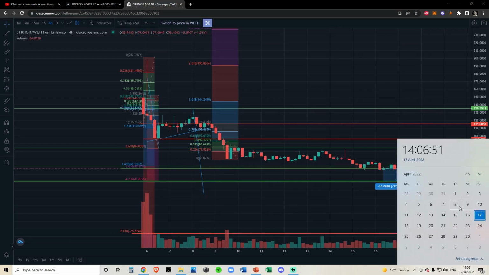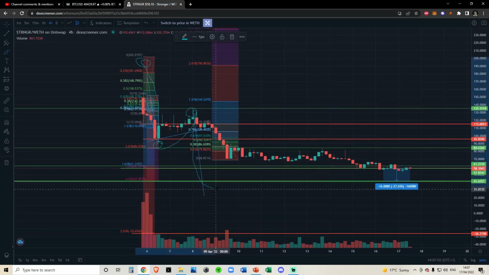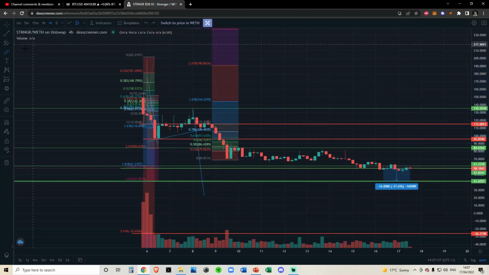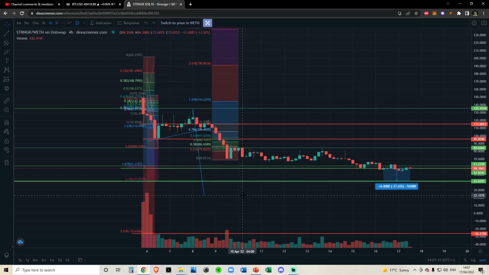So yeah, it's been over a week now, and I've been talking about the possibility of this AB equals CD pattern playing out, where you can see if I draw it for you, you've got an A, B, move to C, and then mark down all the way down to D. Now, if this does play out, this would be pretty perfect. And like I said, we extrapolate the price target from this move down to here, and you can see this is coming all the way down to $23.